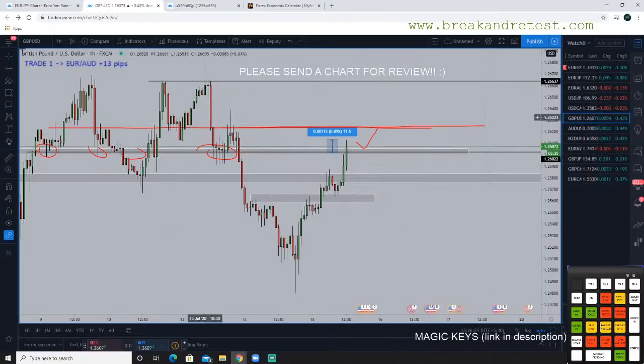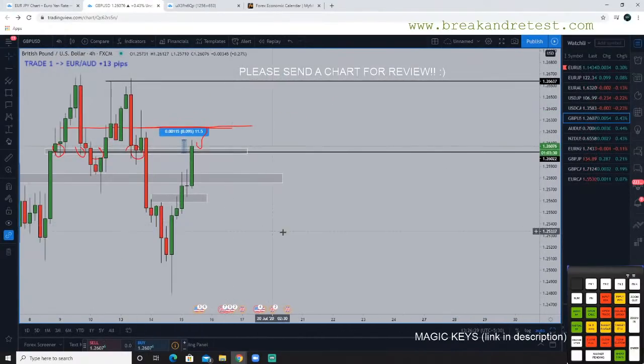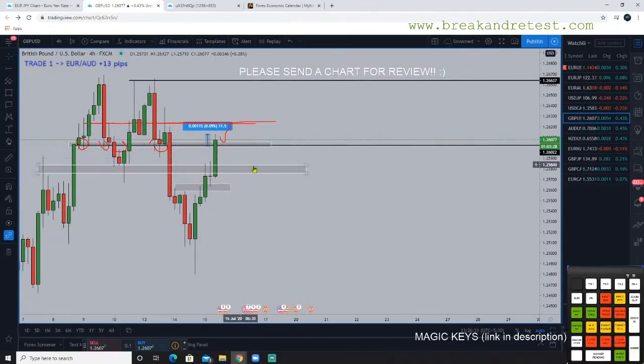Watch out for the 4-hour zone on GU. What 4-hour zone? Let's take a look. I think this is the 4-hour zone for GU. It's the same level as it's on the 1 hour.